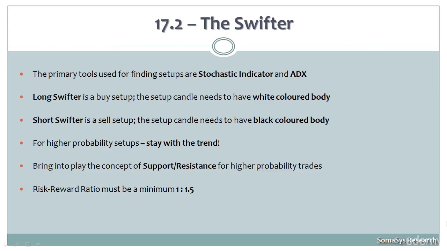The primary tools used for finding setups are the stochastic indicator and ADX. For higher probability setups, you must stay with the trend and also bring into play the concept of support and resistance. Now this long Swifter is a buy setup where the setup candle needs to have a white colored body, and a short Swifter is a sell setup where the setup candle needs to have a black colored body.